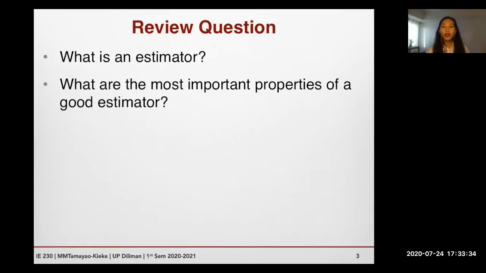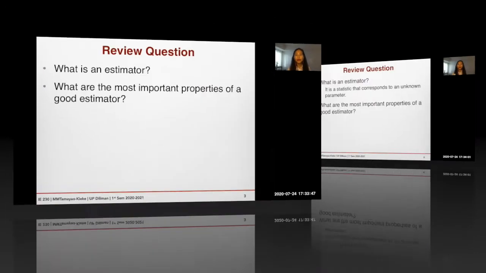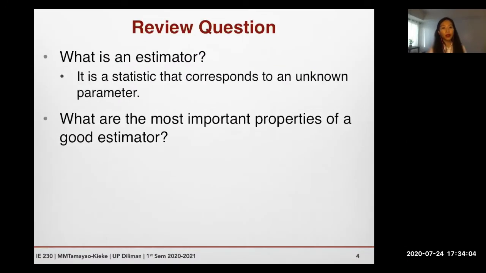As usual, before we start with this lecture's topics, let's first have a review question. What is an estimator and what are the most important properties of a good estimator? So if you recall, an estimator is a statistic that corresponds to an unknown parameter. And two of the most important properties of a good estimator are: one, it is unbiased, meaning its long-run average should be equal to the parameter being estimated. And two, the estimator should have minimum variance.